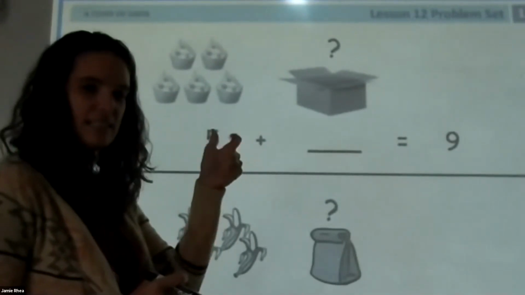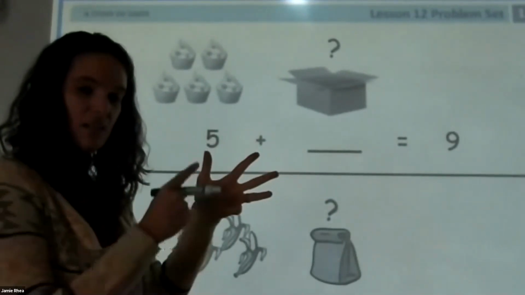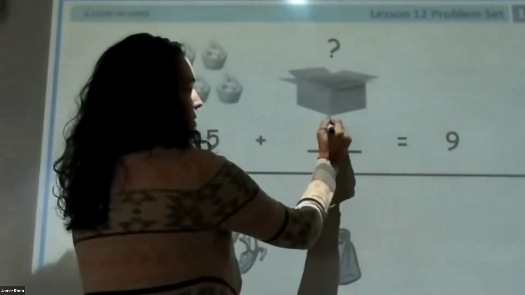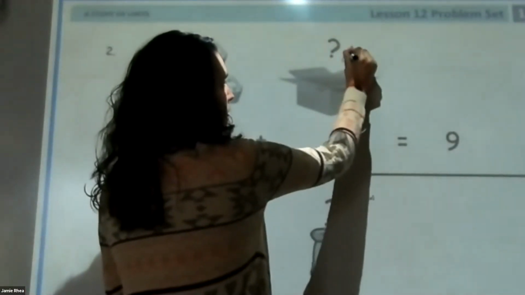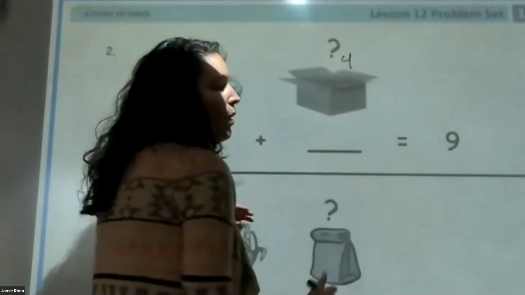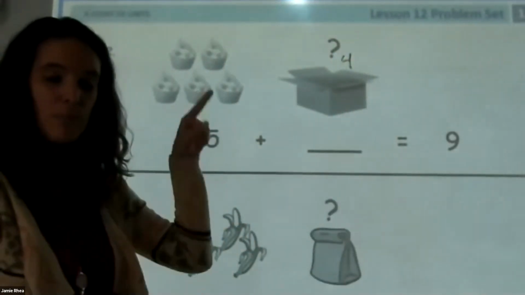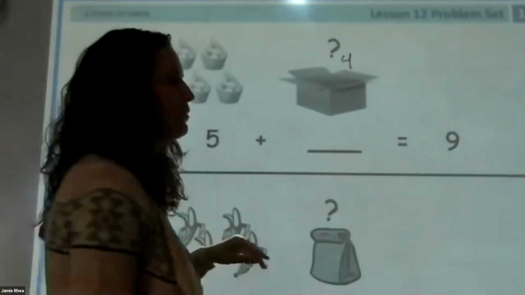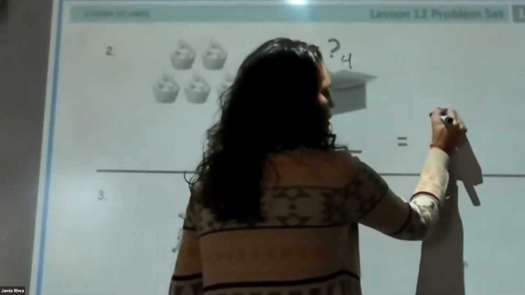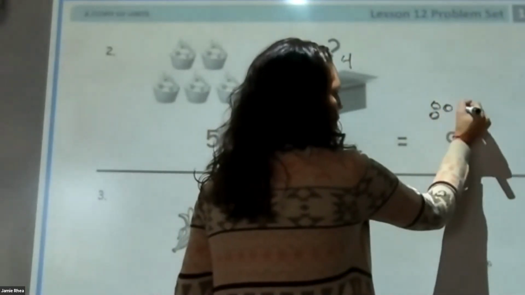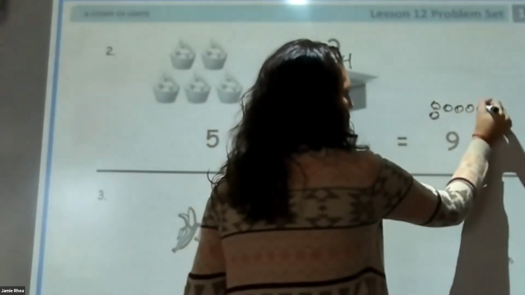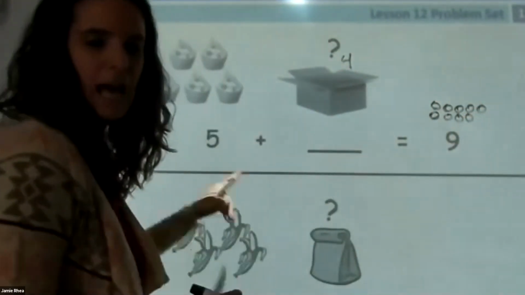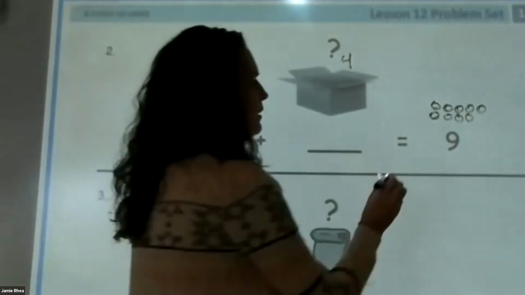5, 6, 7, 8, 9. 1, 2, 3, 4. Let's see, I'm gonna put it up here because we don't know for sure yet. Or I could use my picture. Now I've already got 5 over here. I need to draw a 9 over here. So I'm gonna draw 9 dots. 2, 3, 4, 5, 6, 7, 8, 9. There's my 9. I'm gonna circle 5.